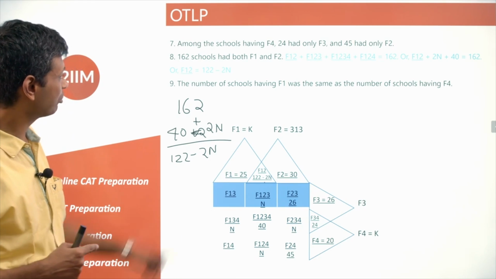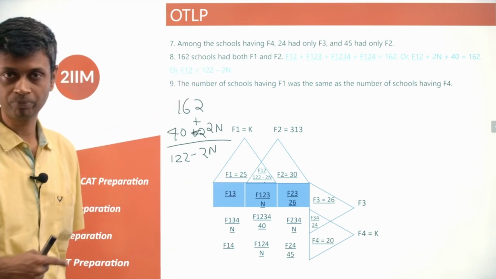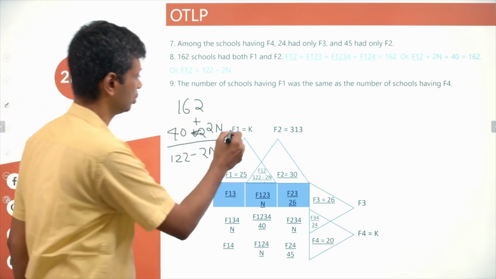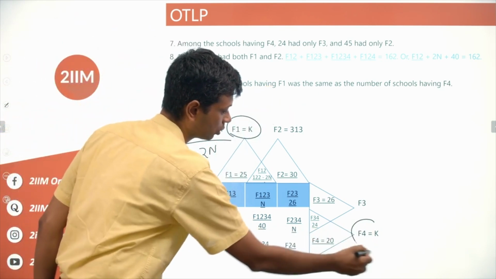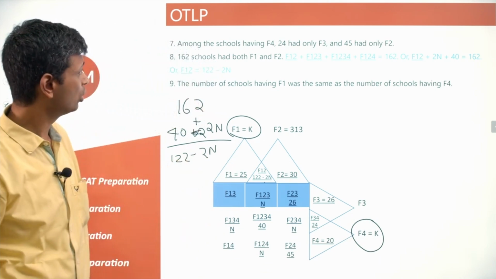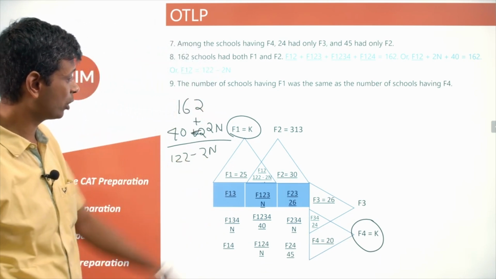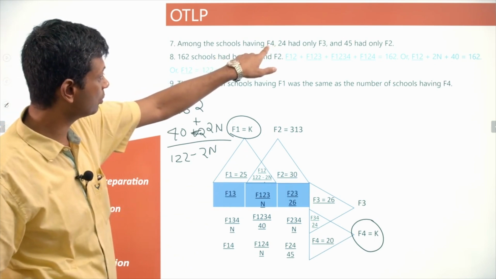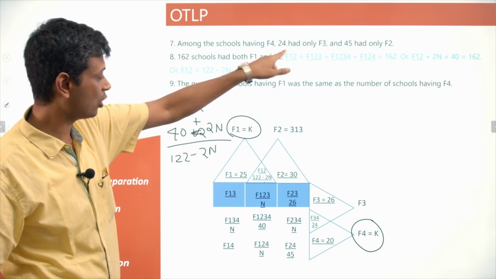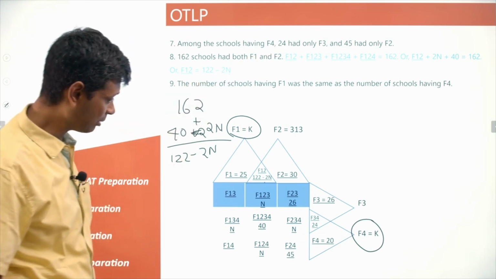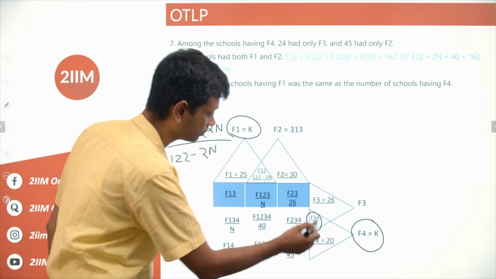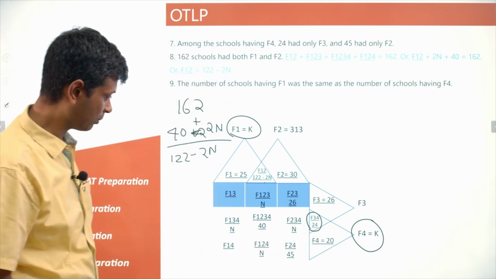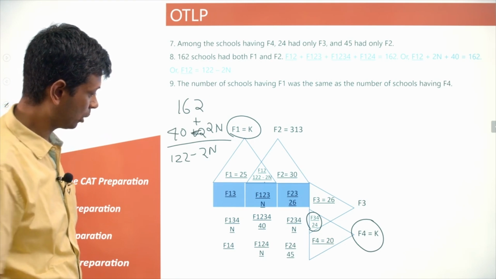And so now this helps us capture that 162 had both of them, right? The number of schools having F1 was the same as the number of schools having F4. So if this is K, this is also K. My gut feel now is our most interesting starting point would be this 313. But let's fill this data point as out of people having F4, 24 had only F3. So F3, 4 is 24. That is this number. And 45 had only F2. F4, 2, 4. Yeah.